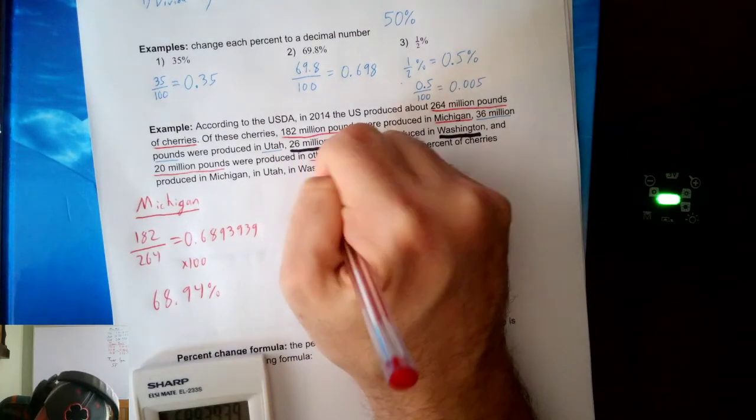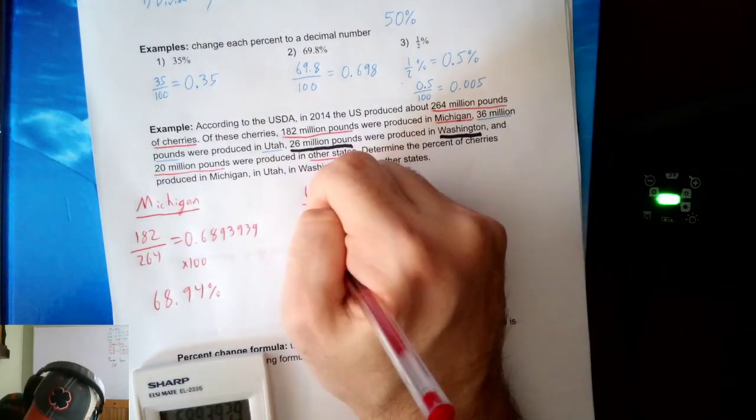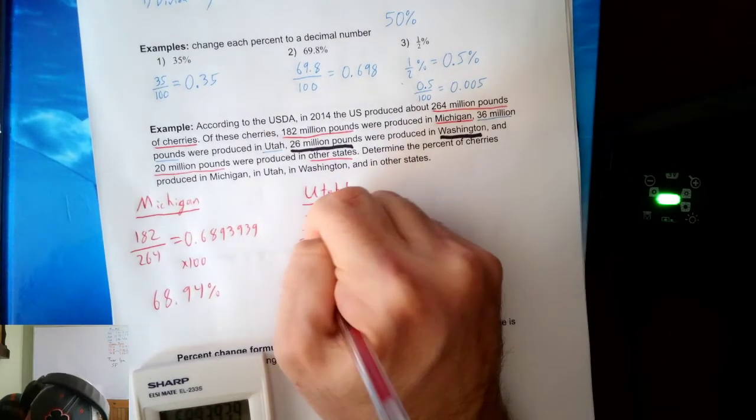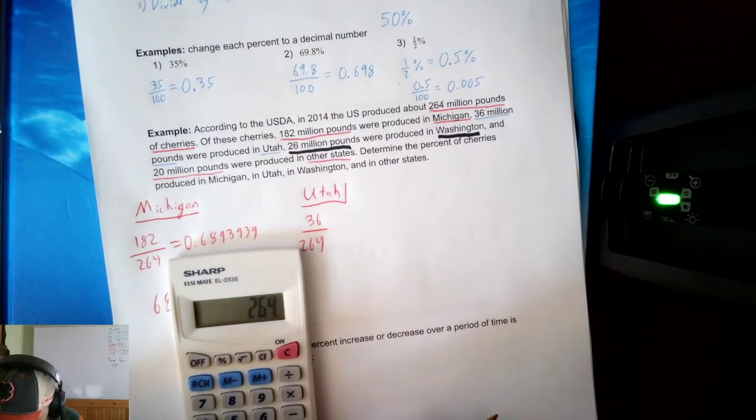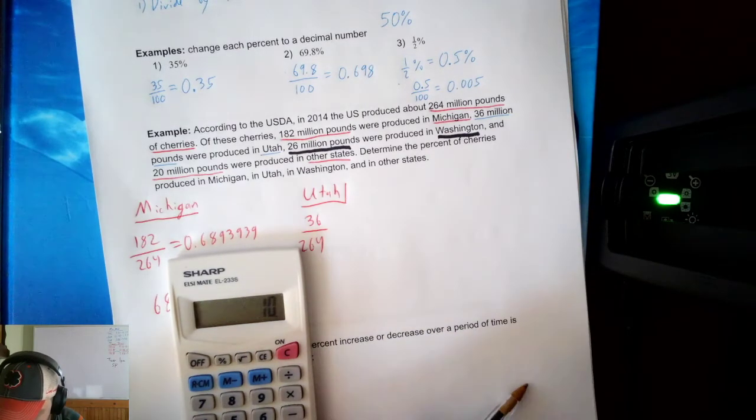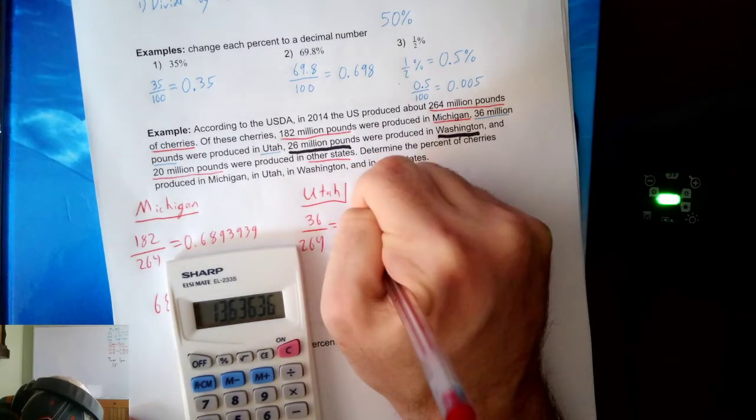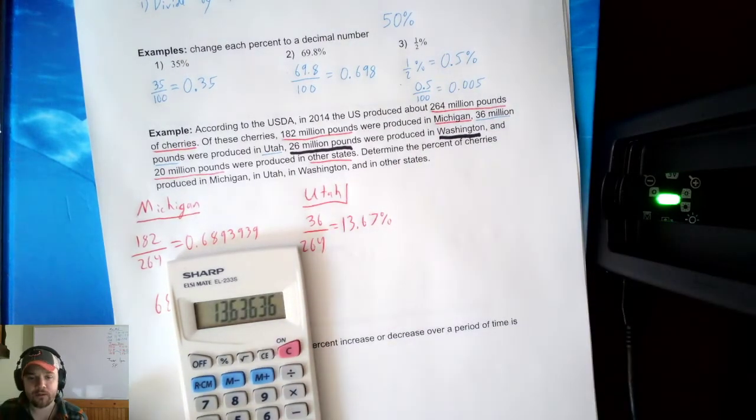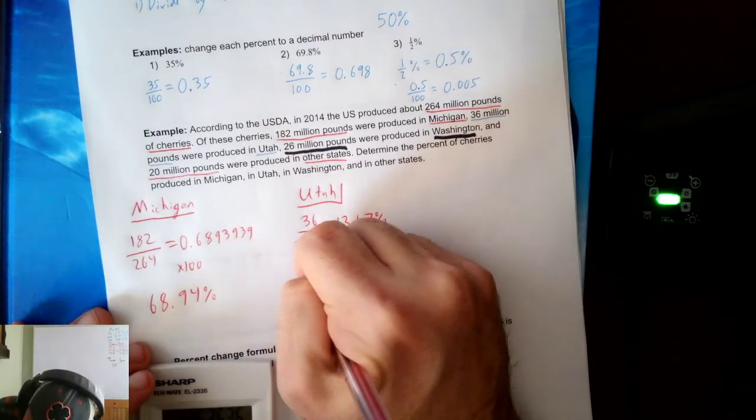Let's look at Utah and see if we can just follow along for Utah. It's going to be 36 out of 264. As a decimal, that would be this number. But remember, you multiply by 100 for it to become a percent, so this is equal to 13.67%. Once again, I rounded to 2 decimal places. So that was Utah. We also got Washington, so we'll do Washington.